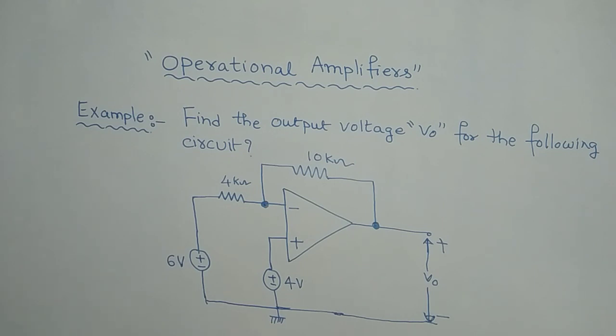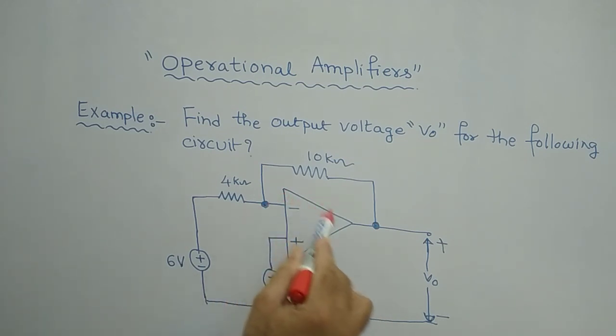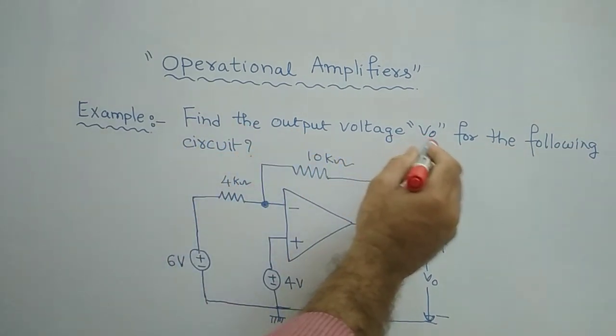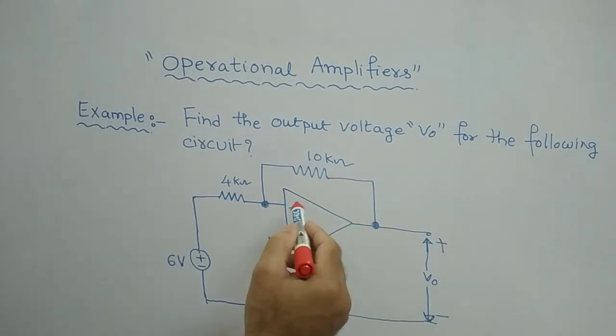In today's presentation also, I would like to explain another very important example or model question on an operational amplifier. Let us see this given operational amplifier circuit, in which you are asked to find the output voltage V naught for the following circuit. This is the given circuit.